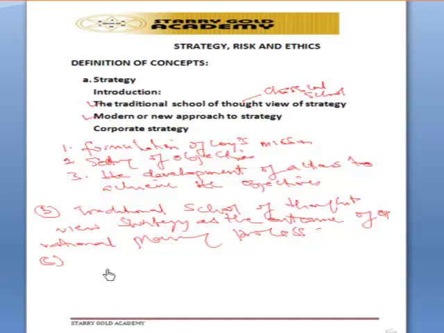The modern school of thought view strategy as not always the outcome of a rational planning. So they view strategy in this way as a pattern in a stream of decision or actions. The patterns being a product of whatever intended, that is planned strategy, and any emergent, which is unplanned strategy. So that means, in their own view, strategy will not always come as a result of a rational planning process.